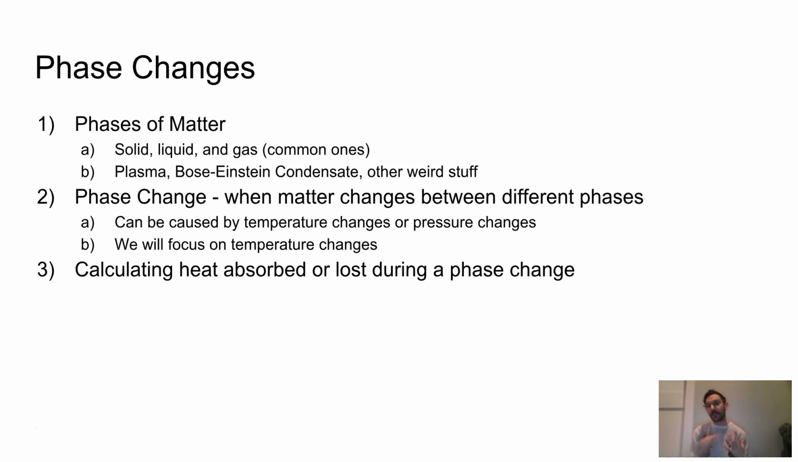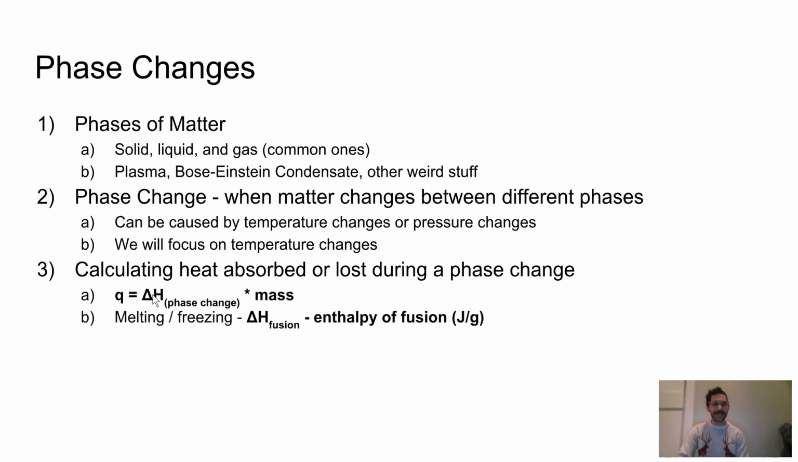And so we can calculate the amount of heat that's absorbed or lost during a phase change. For this, we're going to have a fun delta H. We've mentioned these in a previous video: heat of fusion and heat of vaporization. We're going to use them, depending on what kind of phase change is described, in an equation: Q equals our phase change times the mass. Really nice and easy. So if we're melting or freezing something, we're going to use the term delta H of fusion, the enthalpy of fusion.